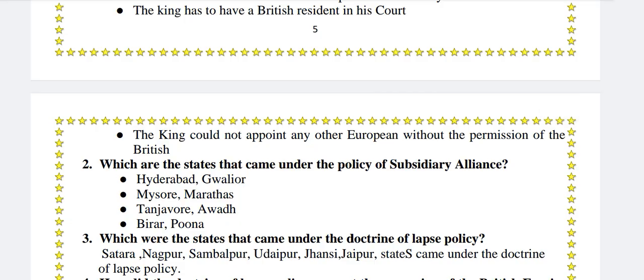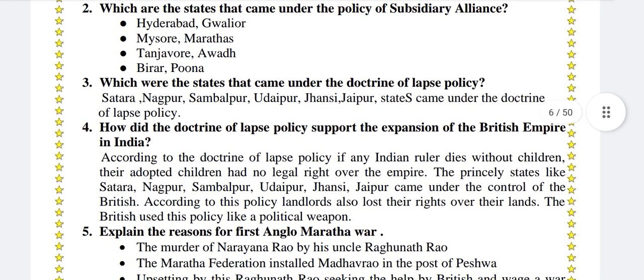Which are the states that came under the policy of the subsidiary alliance? Hyderabad, Gwalior, Mysore, Marathas, Tanjavur, Awadh, Bihar, and Pune. Which were the states that came under the doctrine of lapse policy? Satara, Nagpur, Sambalpur, Udaipur, Jhansi, Jaipur, are the states that came under the doctrine of lapse policy.